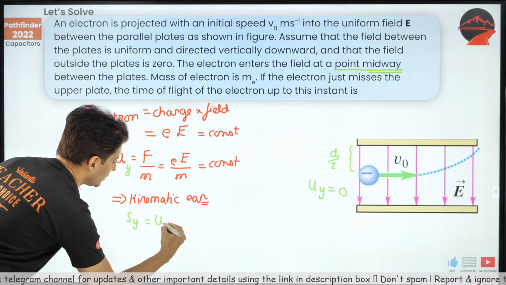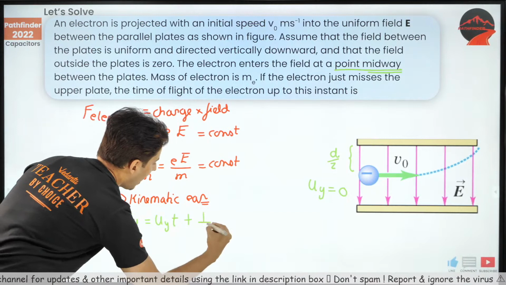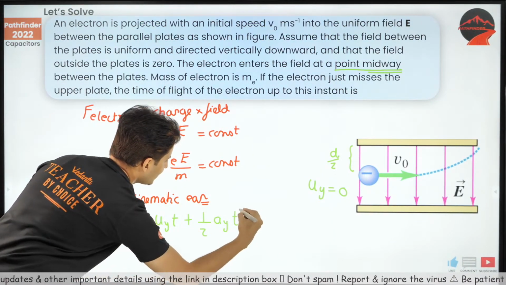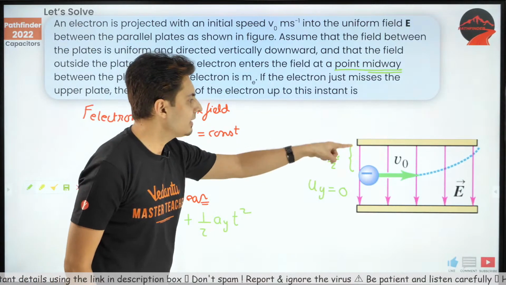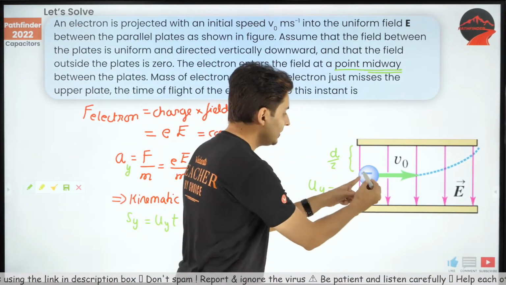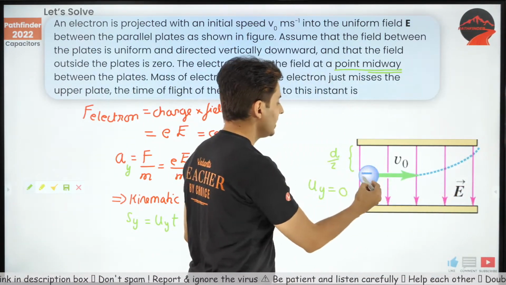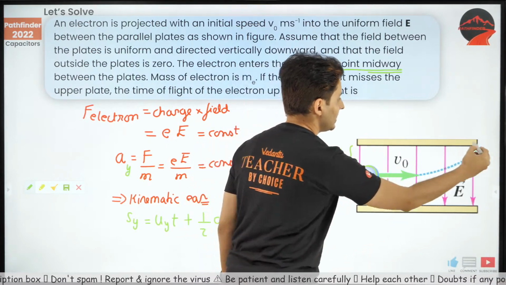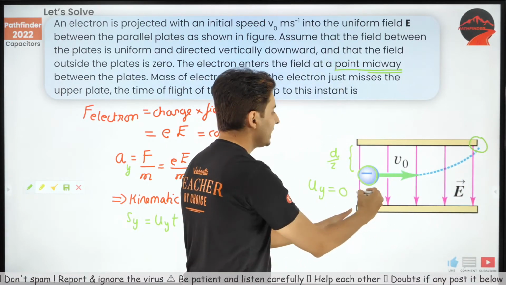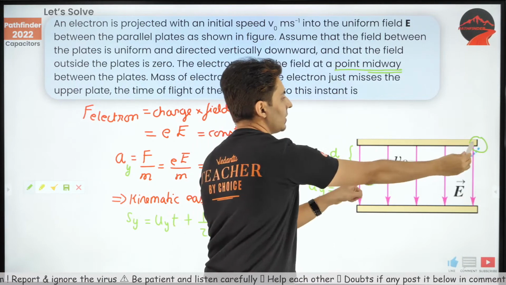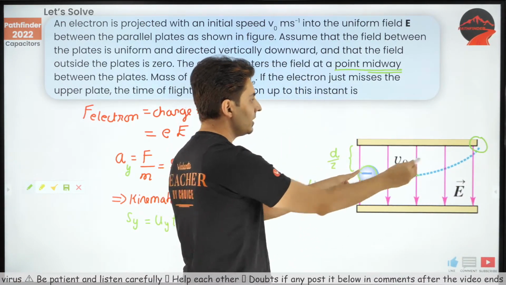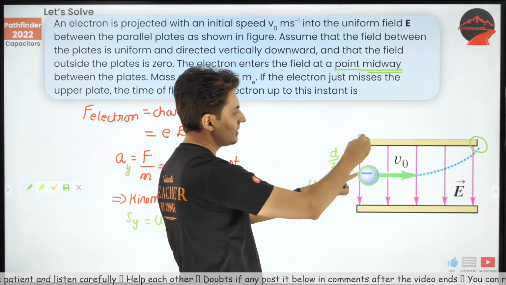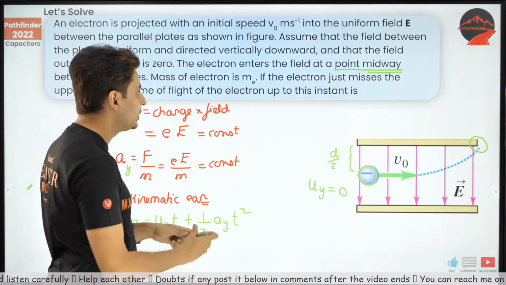Sy is equal to uyt plus half ayt square. Just use this. What is the displacement in the y direction? Although the charge goes from here to here, this is where the charge is initially, this is where the charge is finally. What is the y displacement from here to here? Don't count the horizontal. Just check what is the y displacement. It's just d by 2.